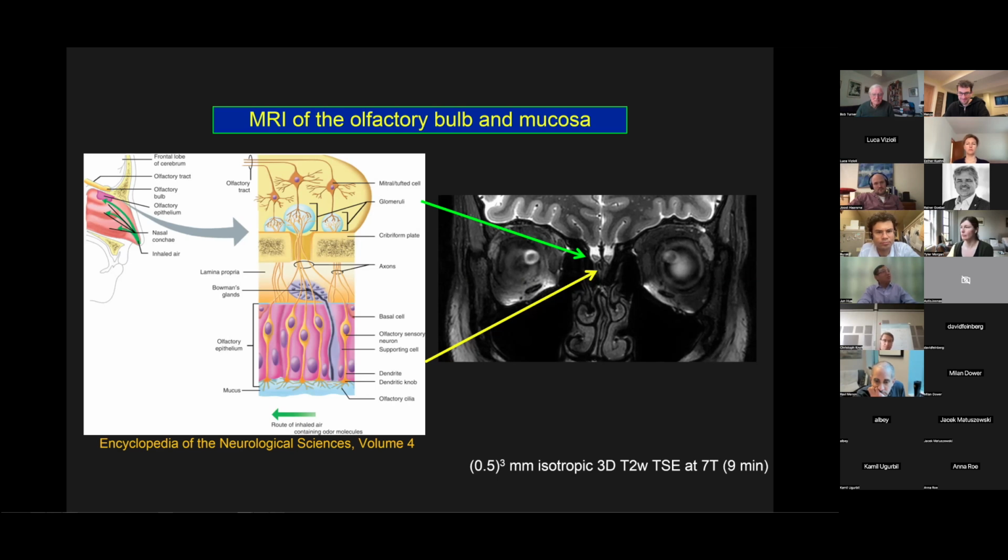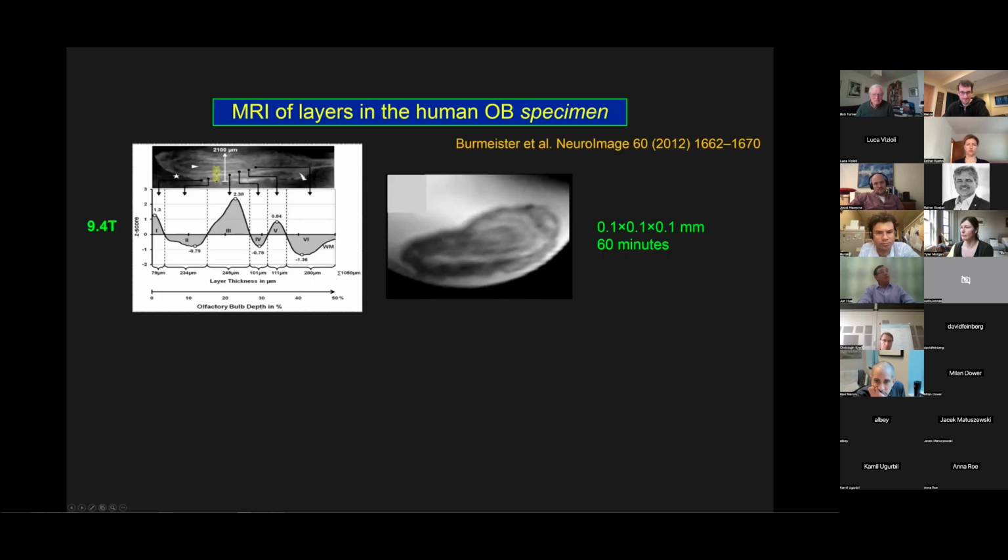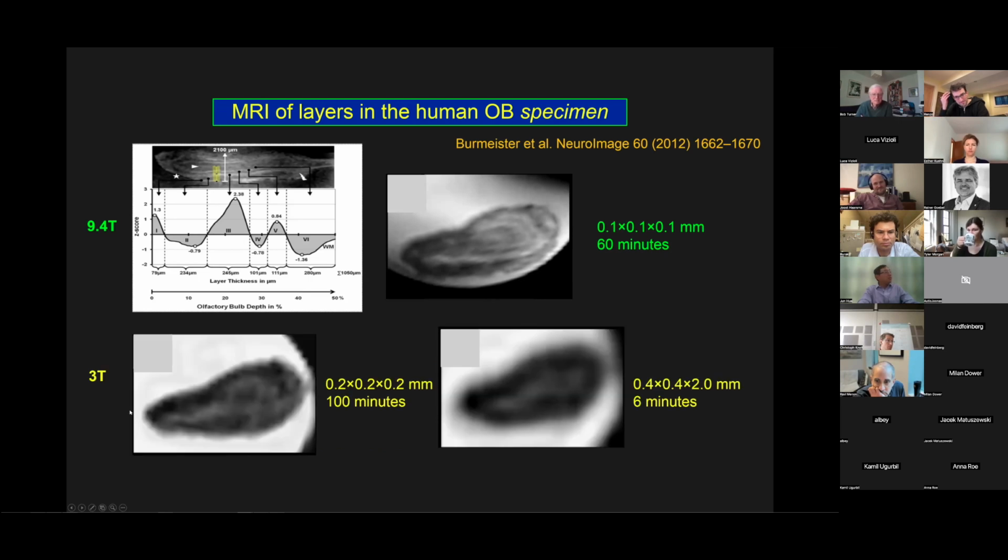So we found this very interesting study almost 10 years ago. This is actually a specimen. They put it in a 9.4 Tesla and they image it for 60 minutes. They can actually see layer structure very clearly in the olfactory bulb, but that's 60 minutes. So they did it on 3T as well, 100 minutes, and they can see something. If they do 6 minutes, they can see something, but probably not very clear. So we start to try that as well.